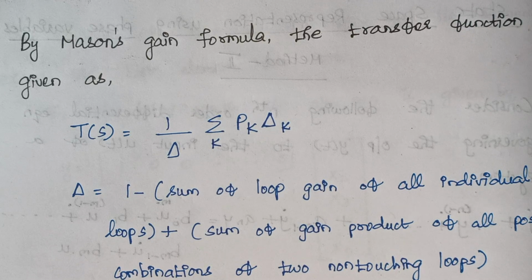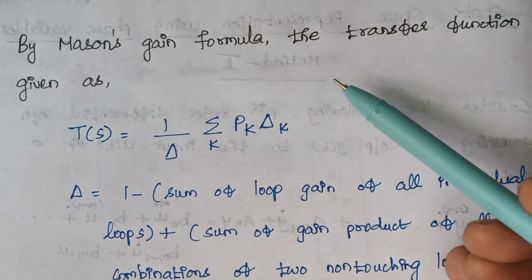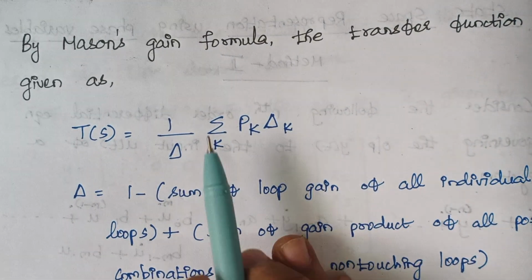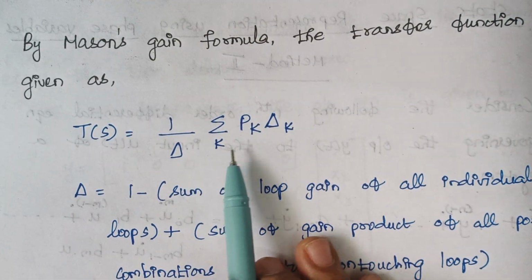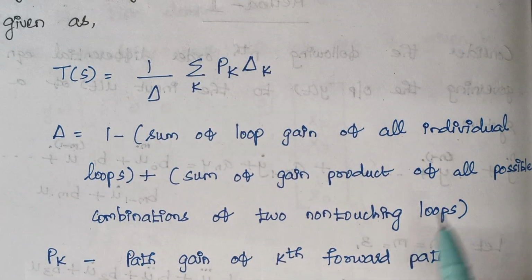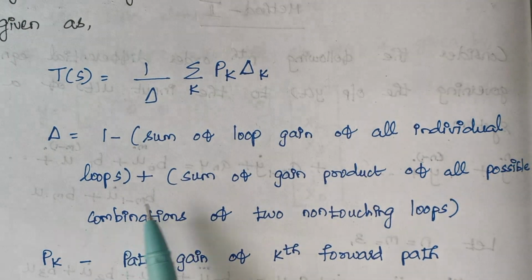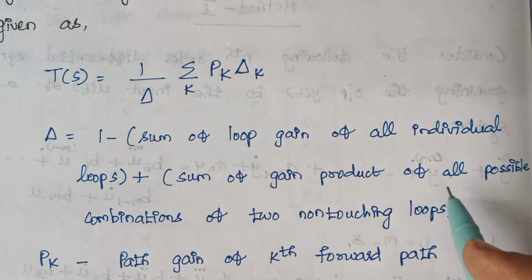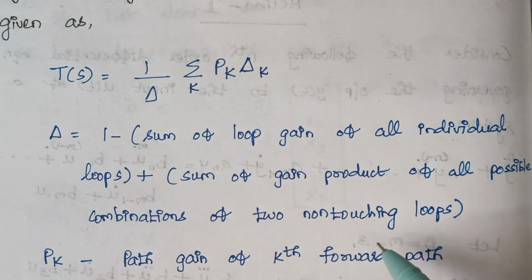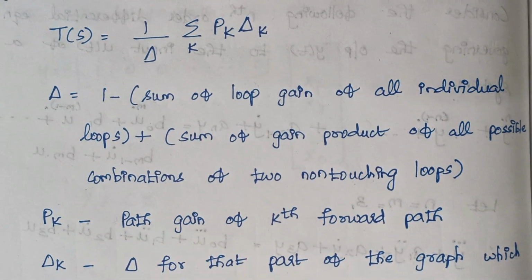So here we are going to use signal flow graph. The Mason's gain formula is given by 1 by delta summation of k pk del k, right? So del is nothing but 1 minus sum of loop gain of all individual loops plus sum of gain product of all possible combination of two non-touching loops, and it goes on, right? And the next thing is pk.